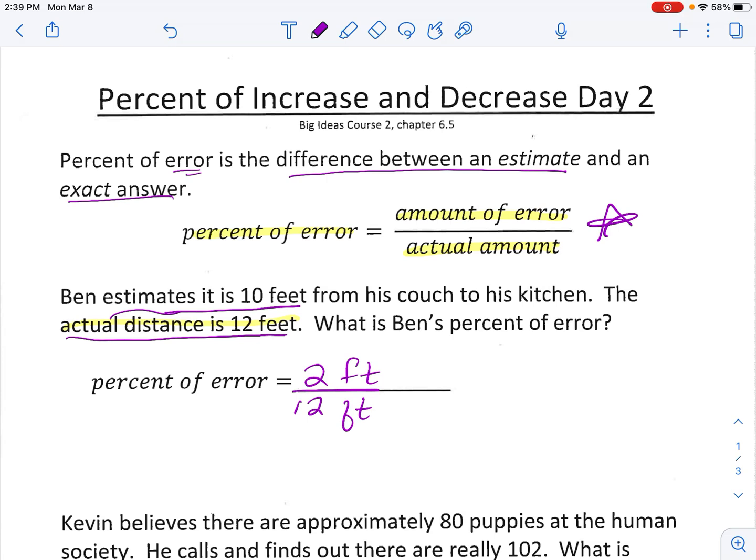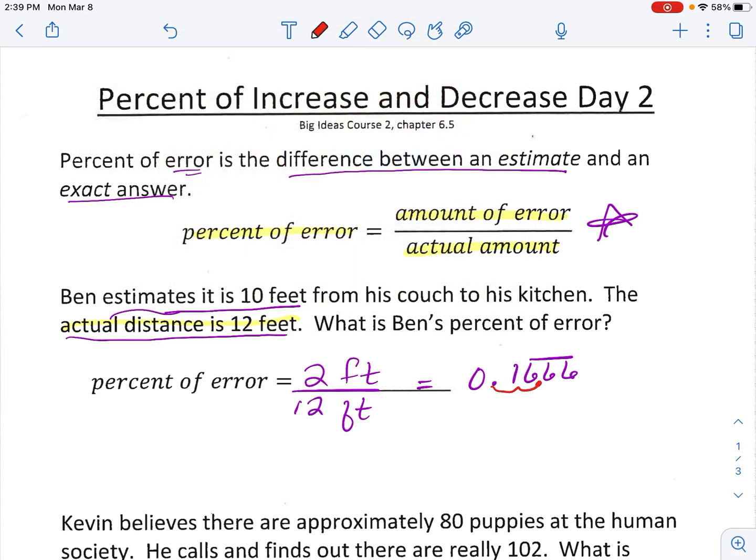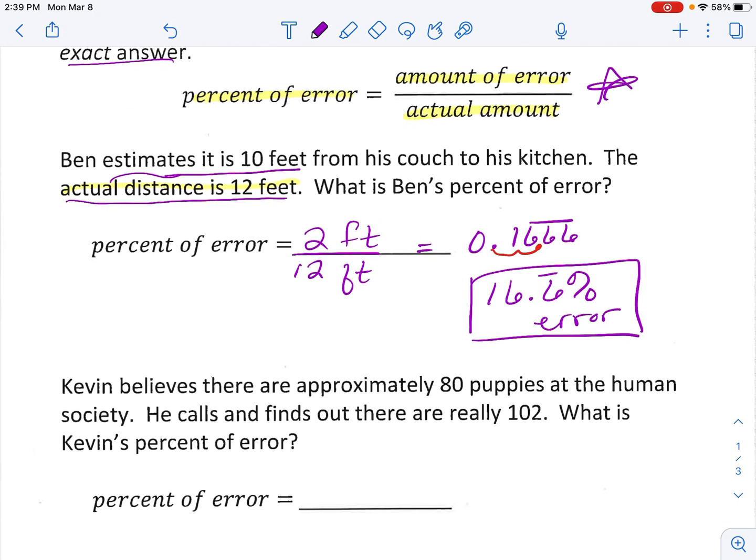Okay, so when we do 2 divided by 12 in our calculator, we know that's 1/6, but we want a decimal. We're going to get 0.1666. It's repeating. Again, when we want a percent, change the decimal to a percent by moving the decimal twice to the right. So the error, we're going to say, is 16.6, repeating, percent. And we're going to go ahead and just label it error. That was a 16.6% repeating error. Okay. Let's look at the next one.